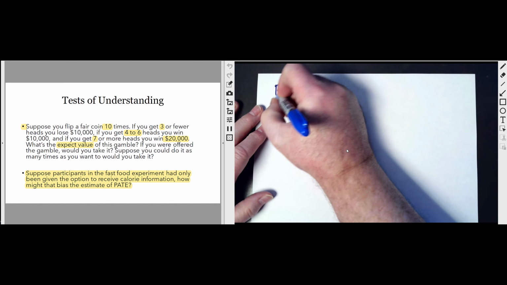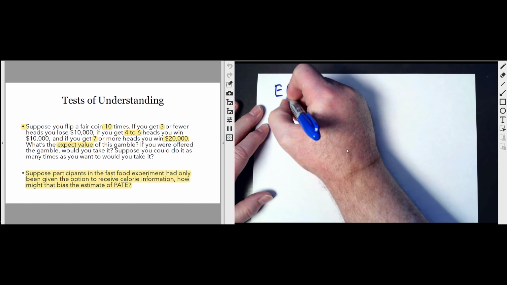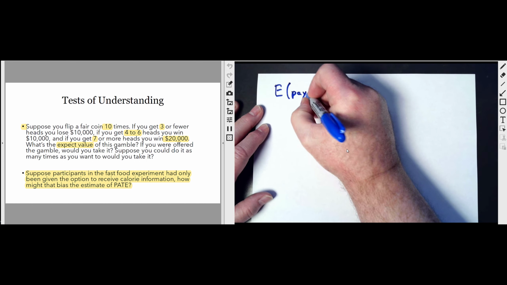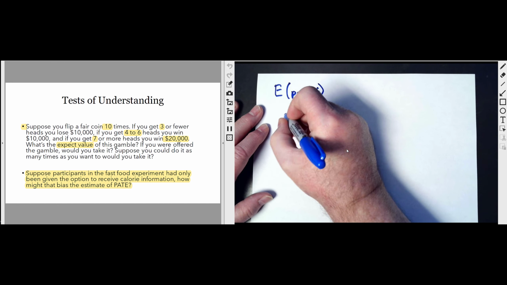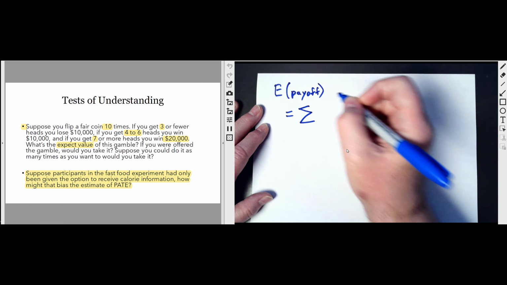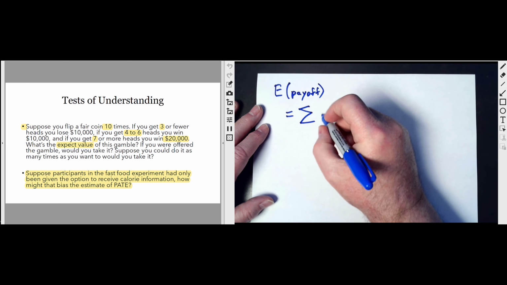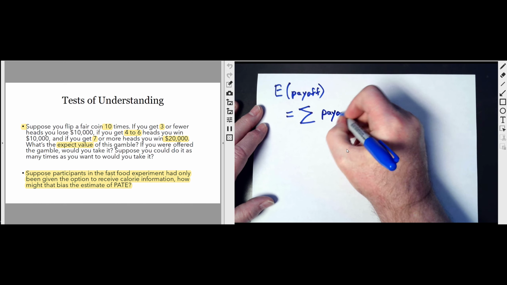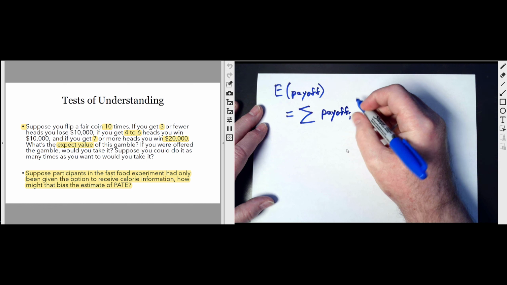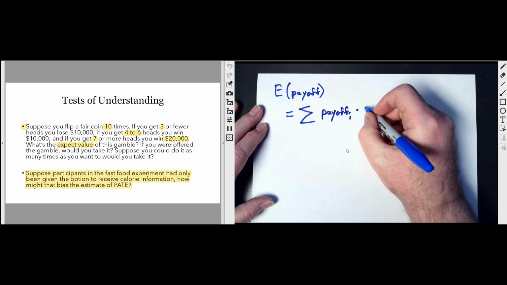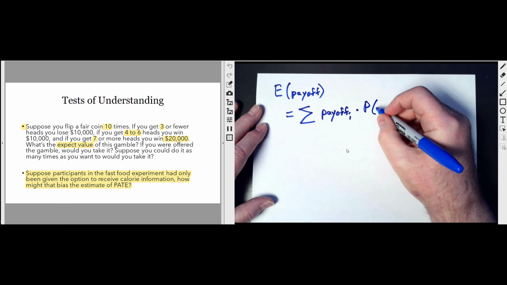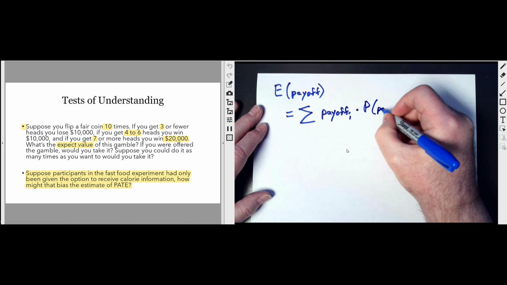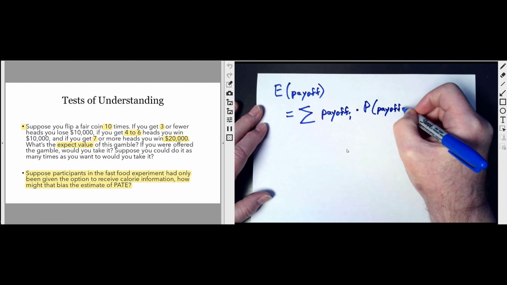Here's my document camera, and now let's take a look at how we're going to do this. So, we know that the expected payoff, I'm just going to call it payoff, is equal to the sum over the possible payoffs of payoff sub I times the probability that we receive payoff sub I.